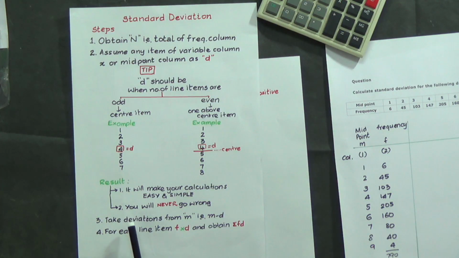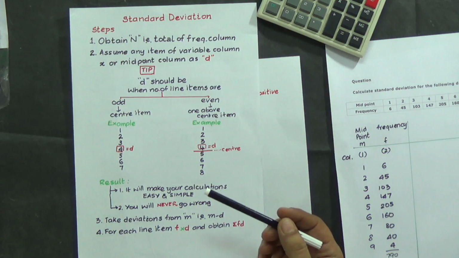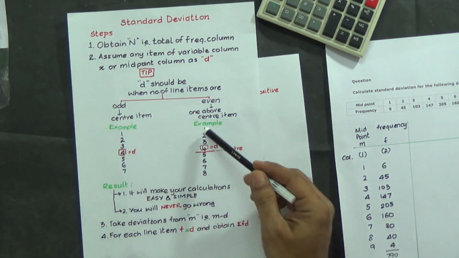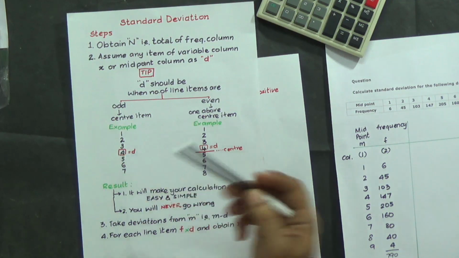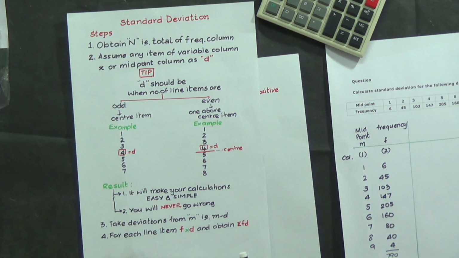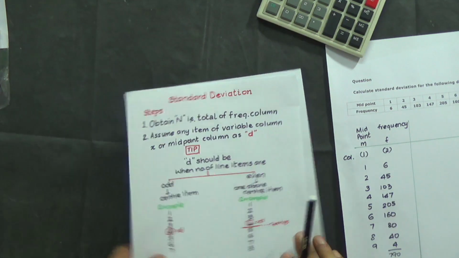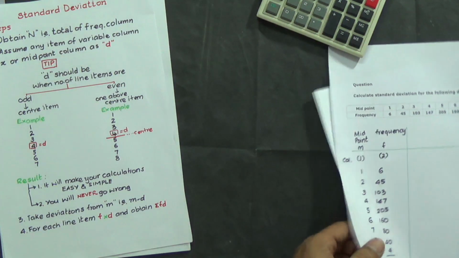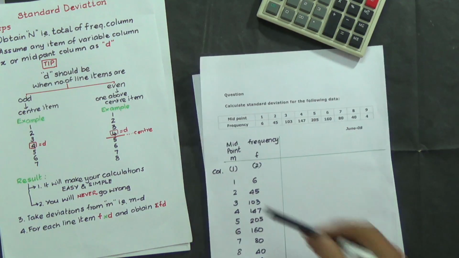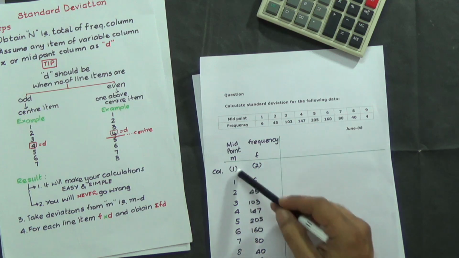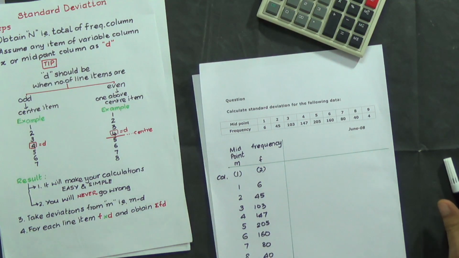And second important thing is, you will never go wrong. So a simple tip like this, choose the center point as D, an even number over here, and an odd exactly center, and this will be the result. So we'll follow this second step now in this problem, choosing D. Here, N, the number of line items, is 9, so let us choose the center portion D to be 5.